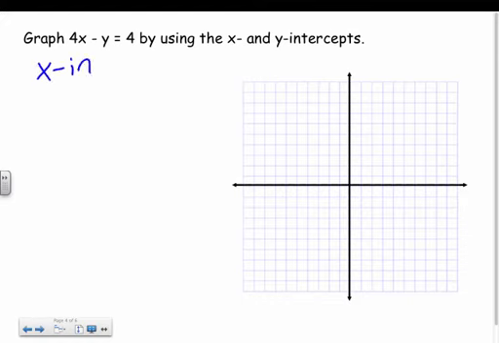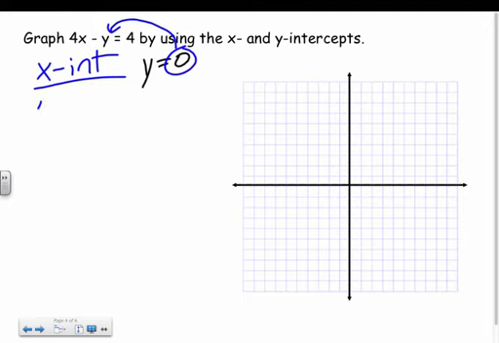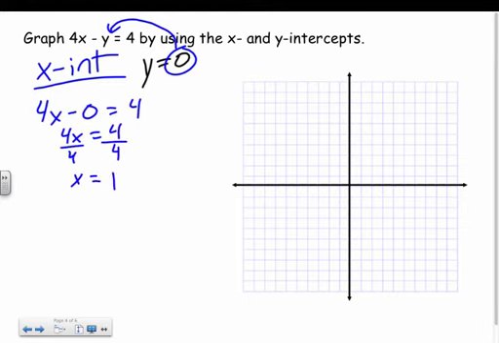So if I want to find the x-intercept, the biggest key is we just said the x-intercept always has the y being 0, right? Because it does not move up or down. So that's all I want to do to find the x-intercept. I'm going to plug in 0 for y. So 4x minus 0 equals 4, which is really just 4x equals 4. Divide by 4 on both sides, and x equals 1. So there's my x-intercept. So basically, I just go to 1 on my x-axis, and I draw in my dot.